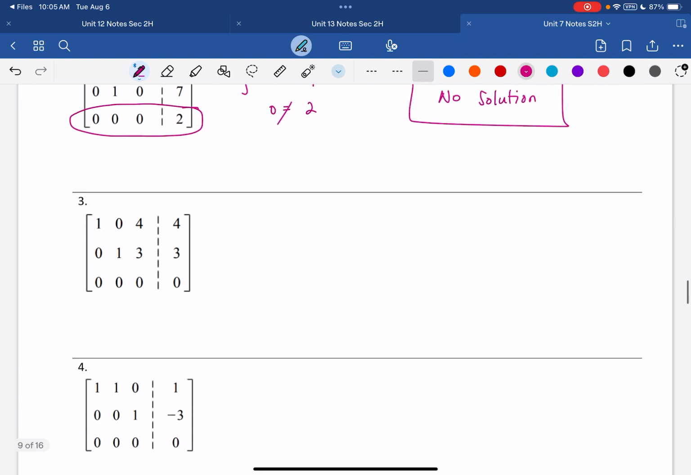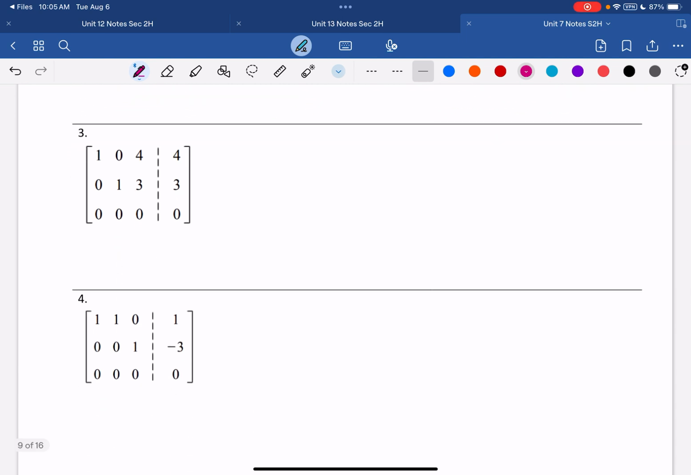Now we're going to be looking at those infinitely manys. When you have a row of all zeros, we have a 0 equals 0 situation, which we know is an infinite many. So now we're going to write out what each line means. This means x plus 4z equals 4. Middle means y plus 3z equals 3. And then our bottom row is 0 equals 0.